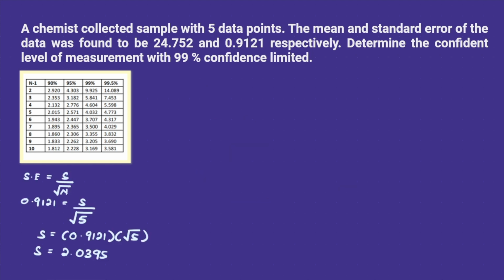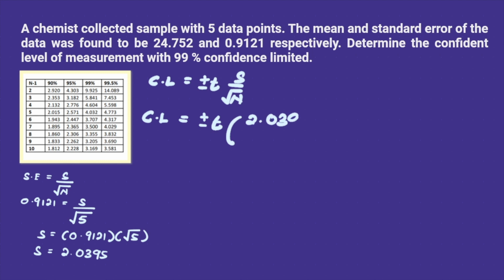Next, we calculate the confidence level by using the formula: confidence level is equivalent to plus minus t times standard deviation divided by the square root of n. Your confidence level is the thing that you want to calculate. The plus minus t is what we are going to find from the table. Your standard deviation is from the calculation, which is 2.0395, divided by the square root of n, where n is 5.